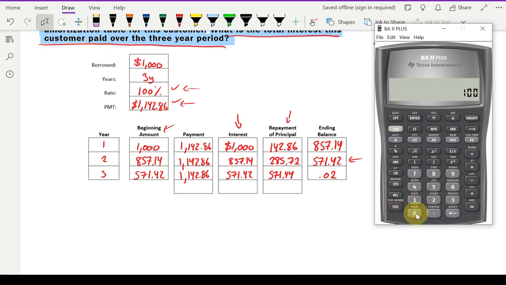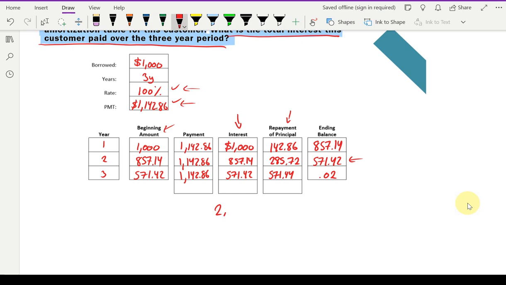We have 1,000 in the first year plus 857.14 plus 571.42. So the total interest paid was $2,428.56. That's the total interest.